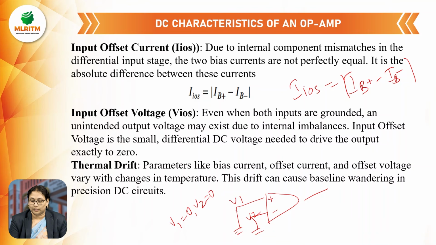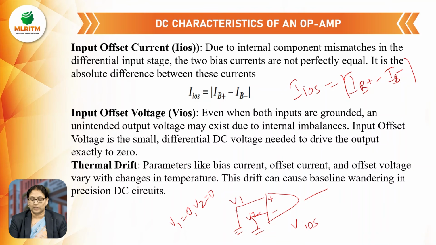When both inputs are grounded, an unintended output voltage may exist due to internal imbalances. Input offset voltage is a small differential DC voltage needed to drive the output exactly to 0. So the small voltage available at the inputs is called the input offset voltage, and it is represented by VIOS.